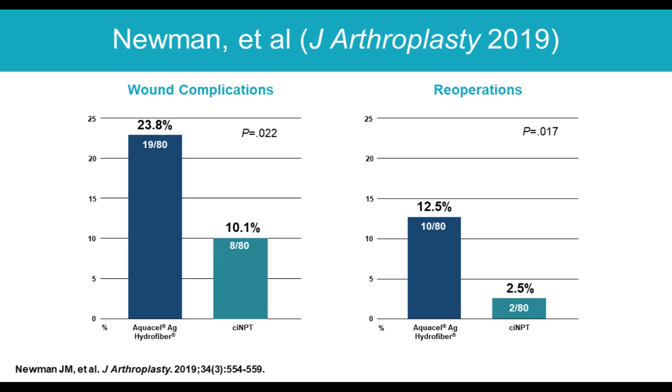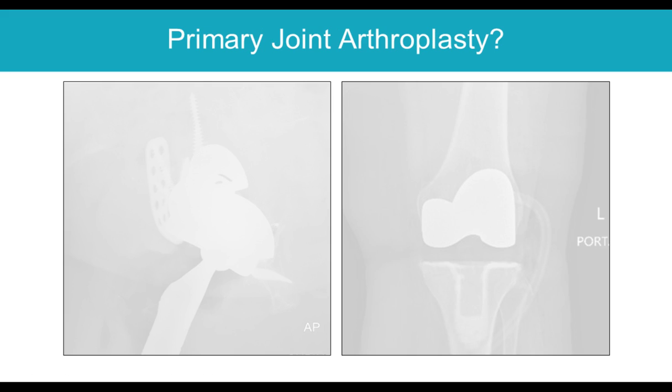And what they found was that when patients got the negative pressure dressing, they had significantly lower rates of wound complications and reoperations. You can see the reoperation rate dropped from 12.5% down to 2.5%, just with introduction of a different dressing type. So I think at this point in 2019, there's good data to really support using these dressings for revision arthroplasty patients. But what about primary patients?